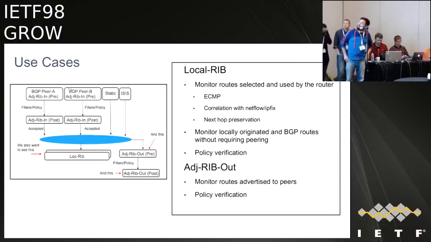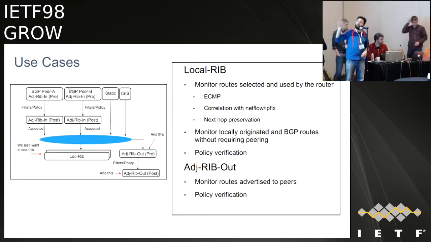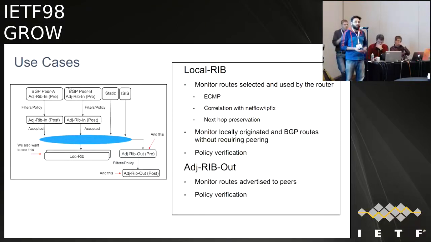Hi, it's Paolo. So we have divided it into local rib and edge rib out, but some of the things that we are going to say stand for both of them. Among the use cases for the local rib is to monitor the routes selected and used by the router. Because we have the case of ECMP, and with the edge rib in, you cannot factor in all that is coming from the IGP and things like that. So essentially you don't have reliable ECMP information there.